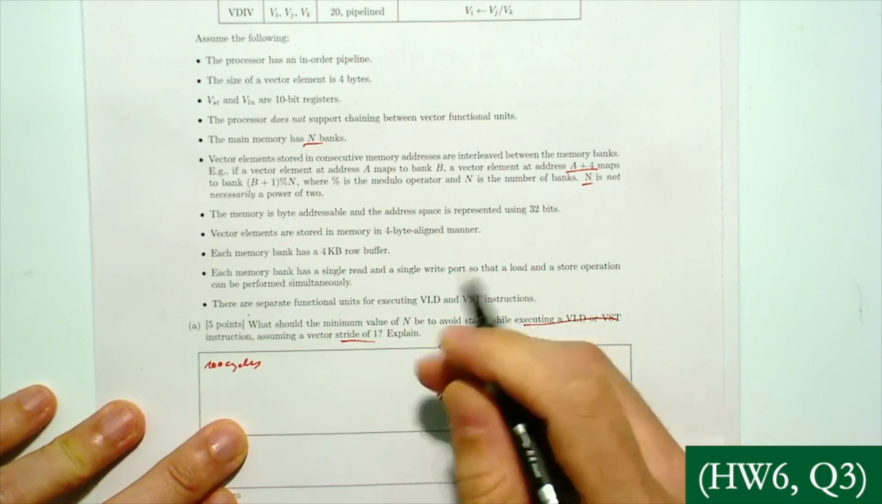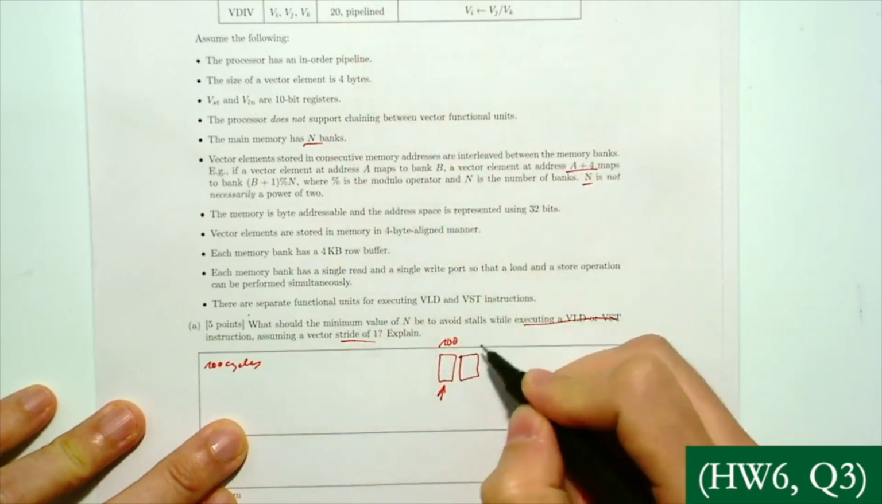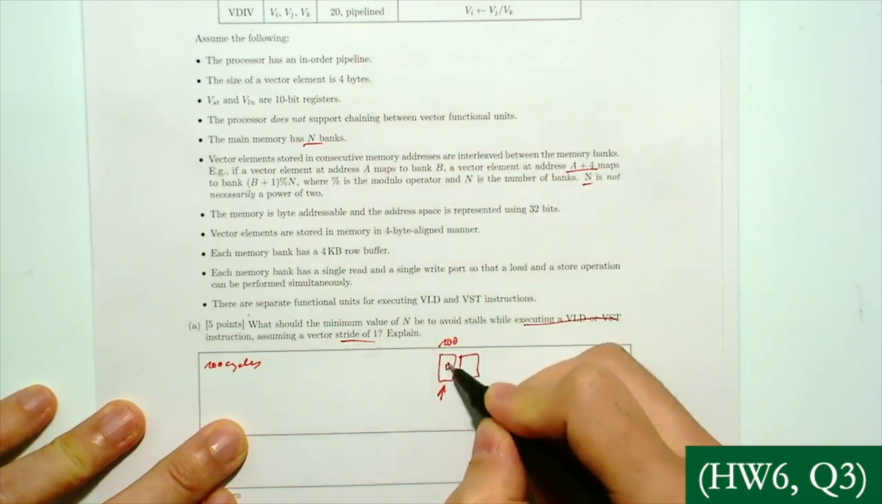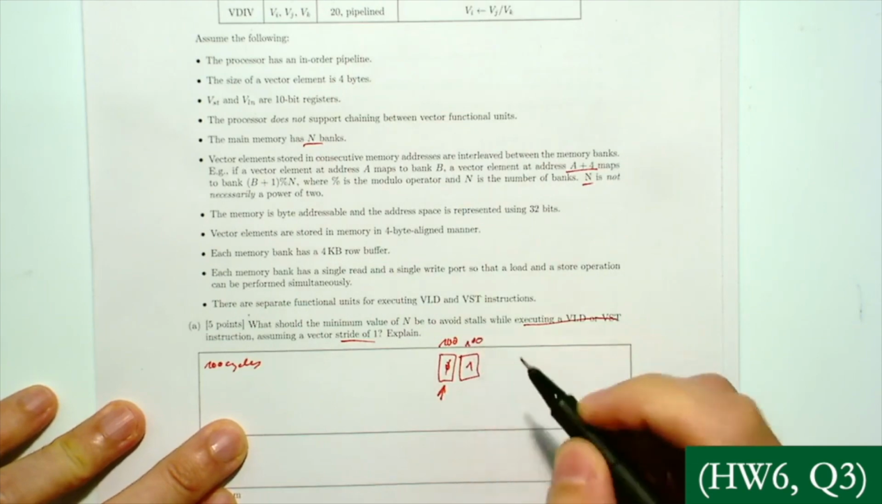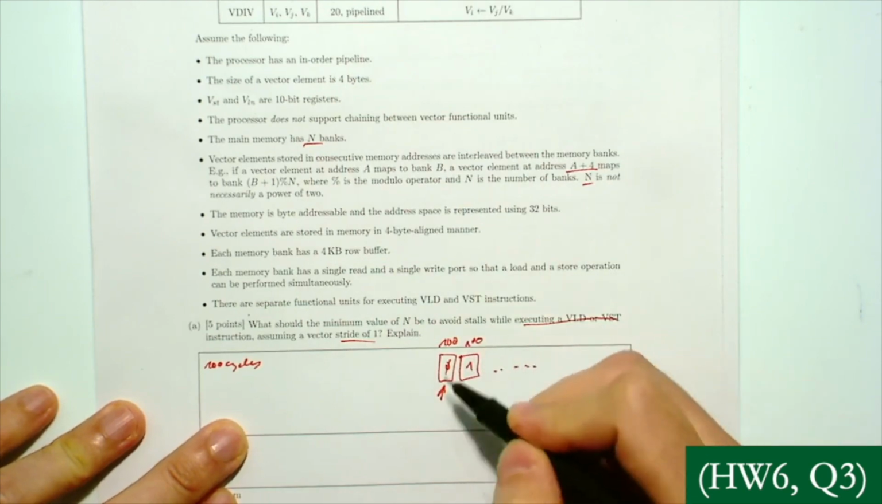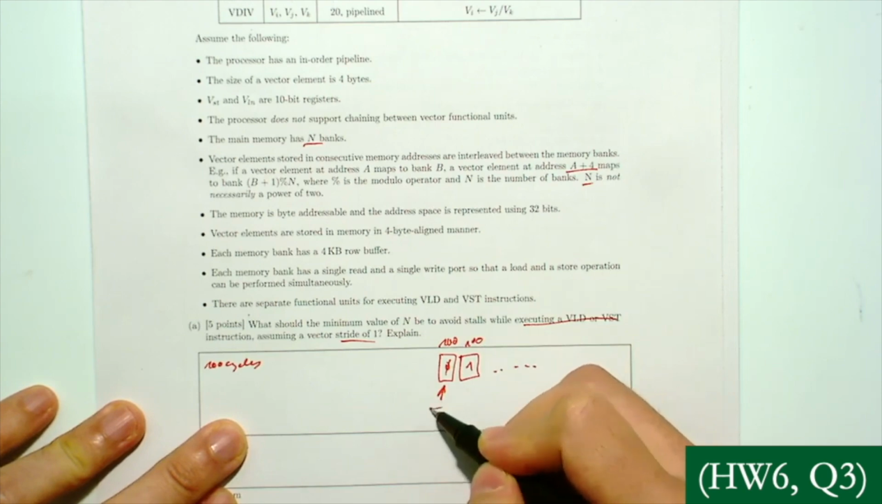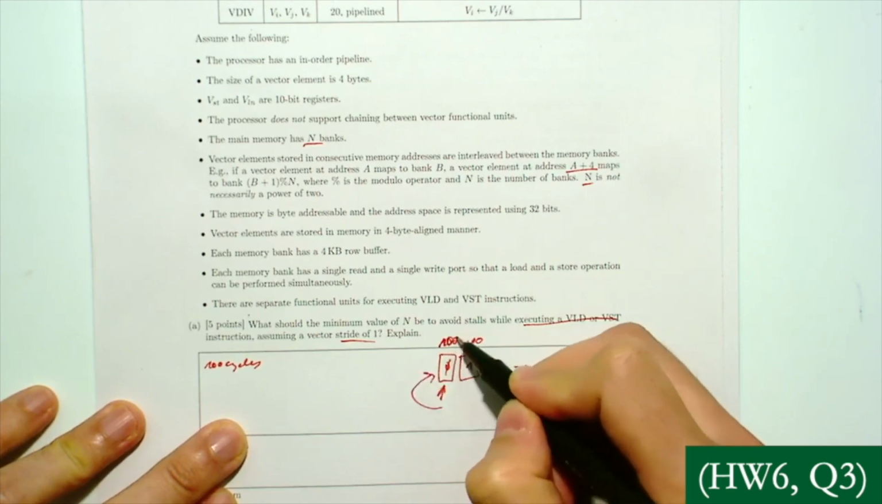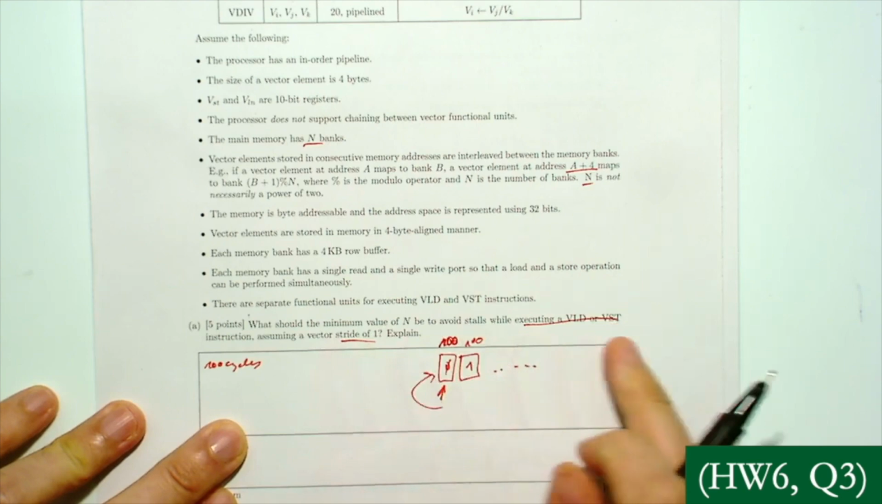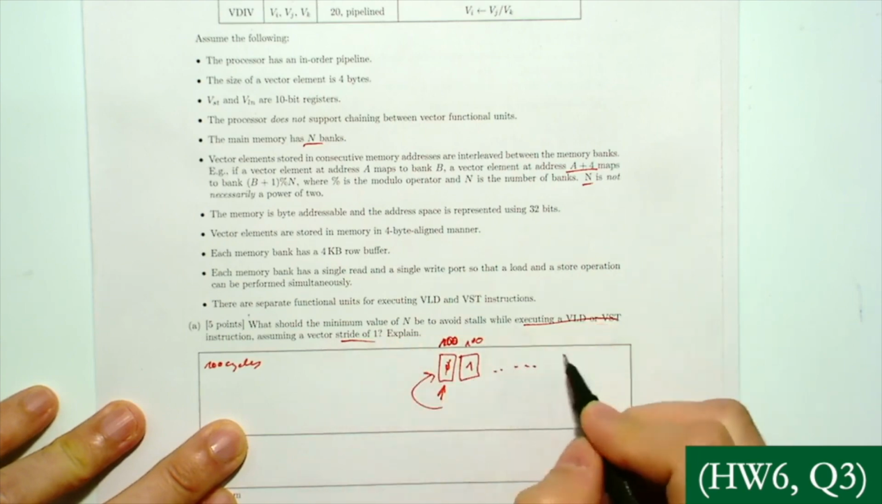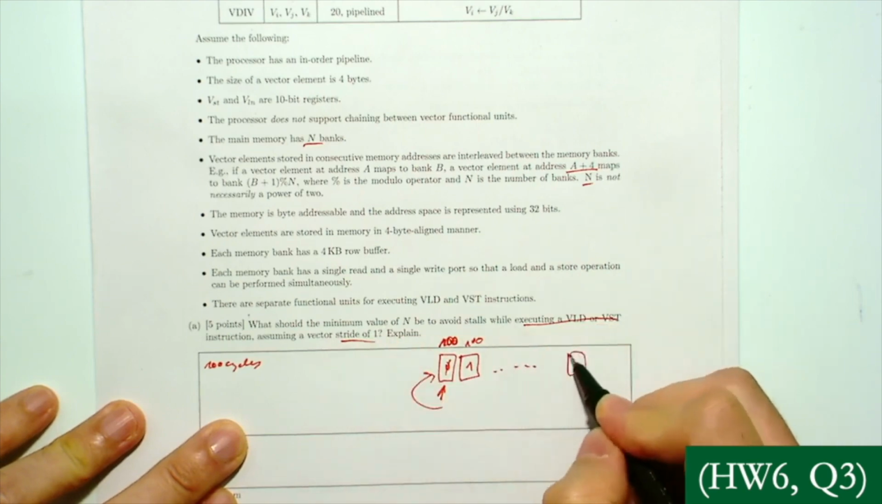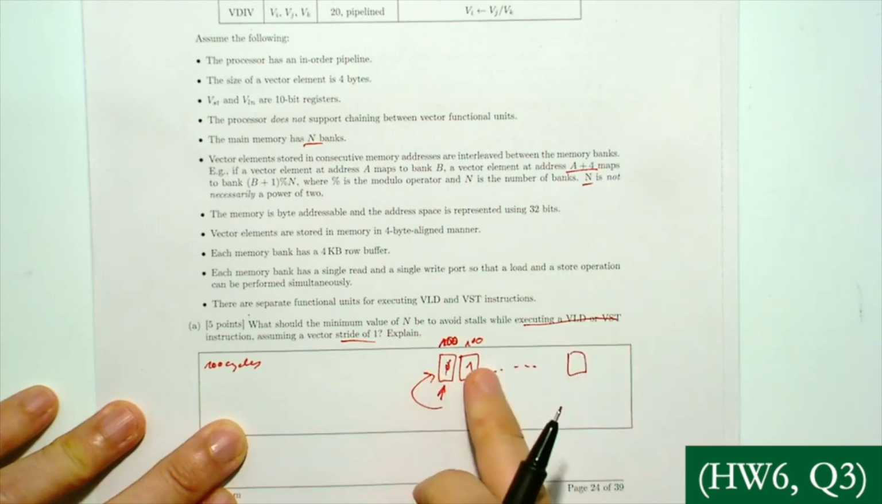So if we pipeline these operations, we can access the next bank, stride 1, so this is bank 0, bank 1, which will take 100 cycles, and so on. So we can access this bank again after 100 cycles. So to not stall the loads, we need 100 banks. So 100 banks, we access one of them each cycle.